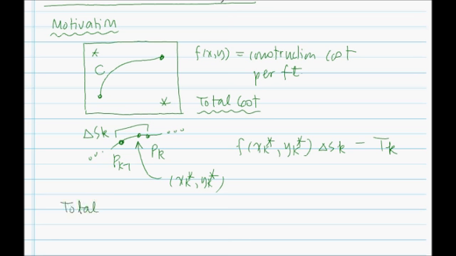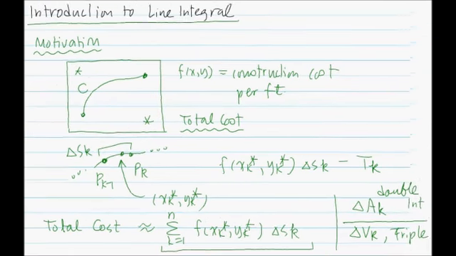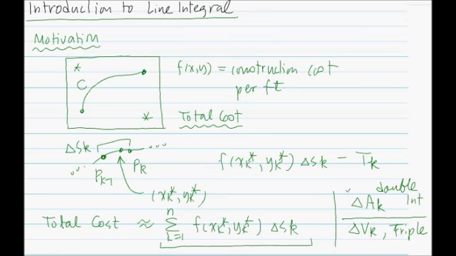So maybe this is reasonable. The total cost is probably very close to the sum of all these things that we have written down as tk. So this unit cost times delta sk is probably close to the total cost. This is a typical Riemann sum that's appearing here, and we've seen that a lot recently. Whenever we calculated the double integral, this delta ak showed up, and when we were doing a triple integral, this delta vk showed up, and so on. Every time, we used a different parameterization to rewrite this delta ak and delta vk in terms of the parameters. So that's what we're going to do to compute this one.